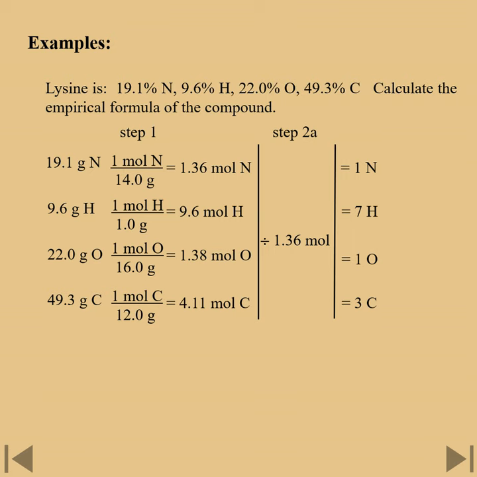Okay, well we do have whole numbers here, so we don't have a step 2b, and we're pretty much done. Those numbers, the mole ratio, is the atom ratio in the chemical formula. So they become our subscripts. And there's our formula for lysine. And any empirical formula determination is going to be done pretty much the same way.